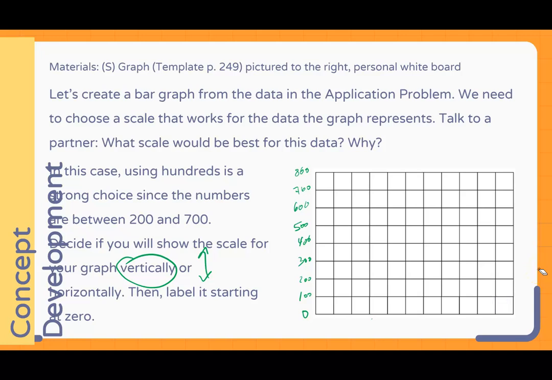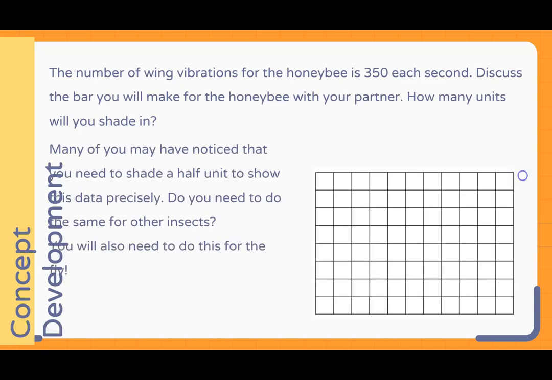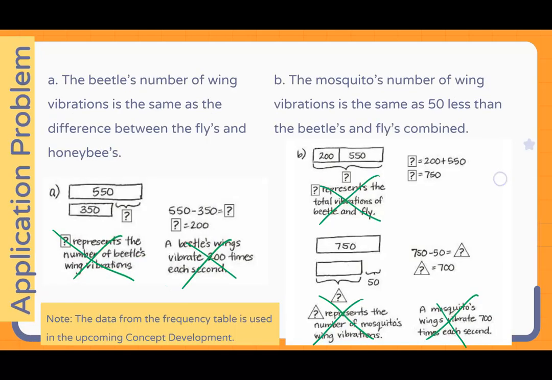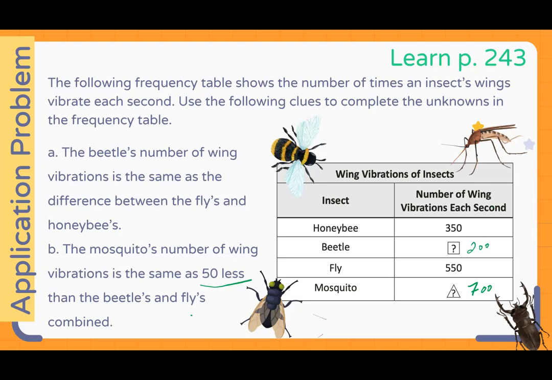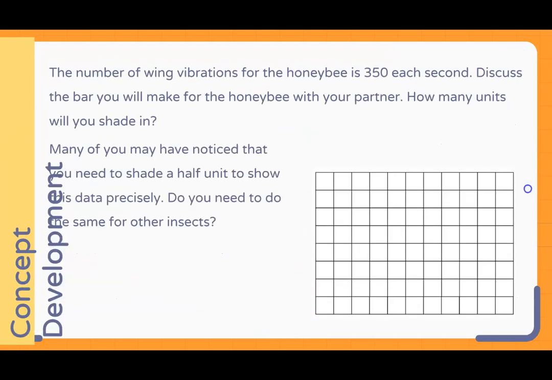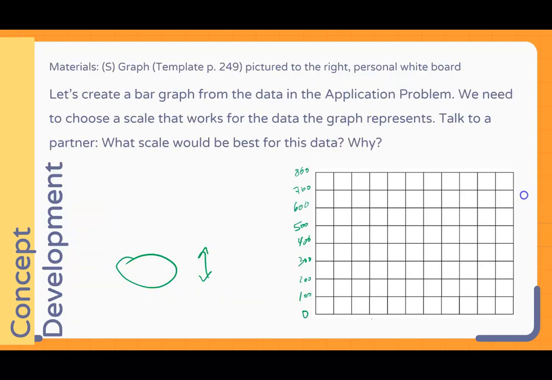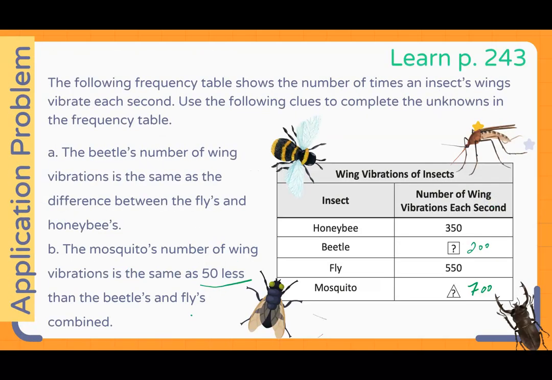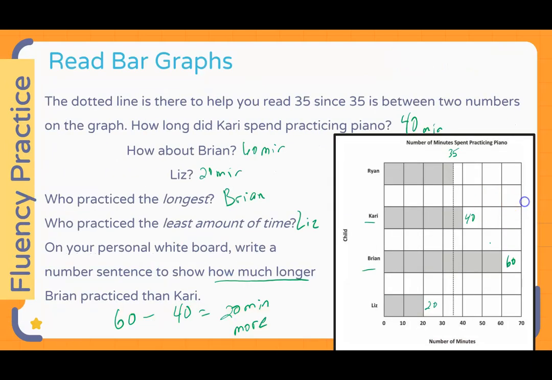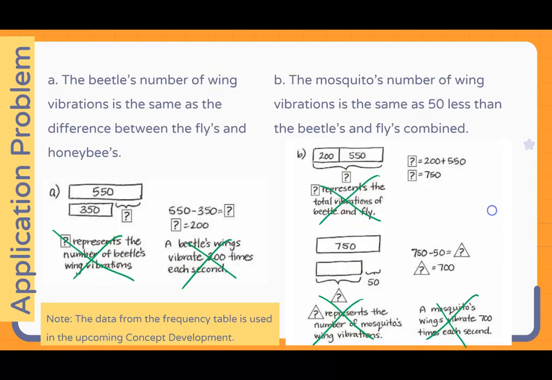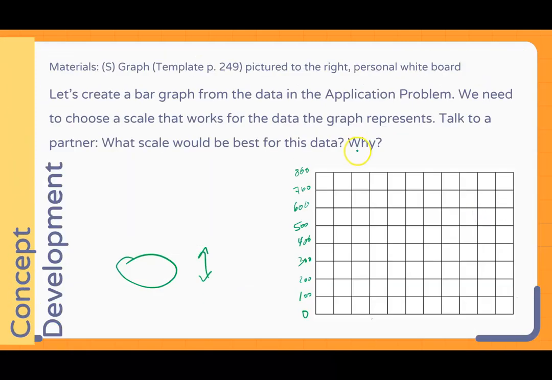So now we're going to start labeling. First thing we need is a title also. A good title would be... let me go back and see what they titled theirs. Wing vibrations of insects. I'm going to use the same thing. Wing vibrations of insects.